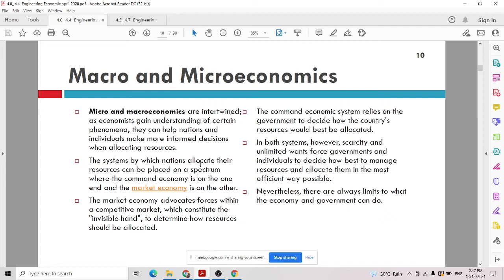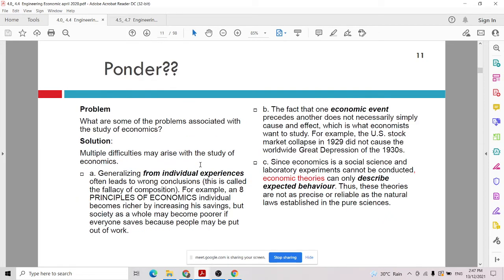Okay, so things to ponder. What are some of the problems associated with the study of economics? Bear that in mind. Why we need to know, why we should know basic economics. Basically, generalizing from individual experience will lead to the wrong conclusion.